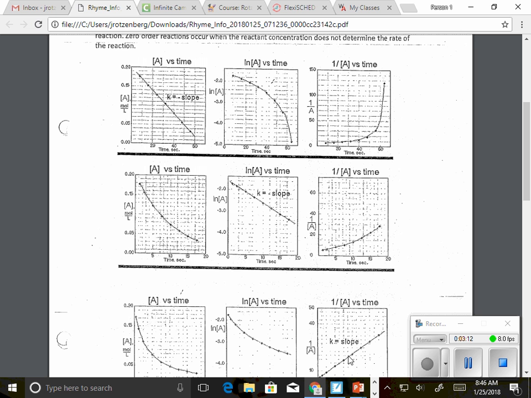What I would like you to do right now on this sheet is write a big old 0 right here. And on the next row across, write a big old number 1. And the next row across, write a big old number 2.